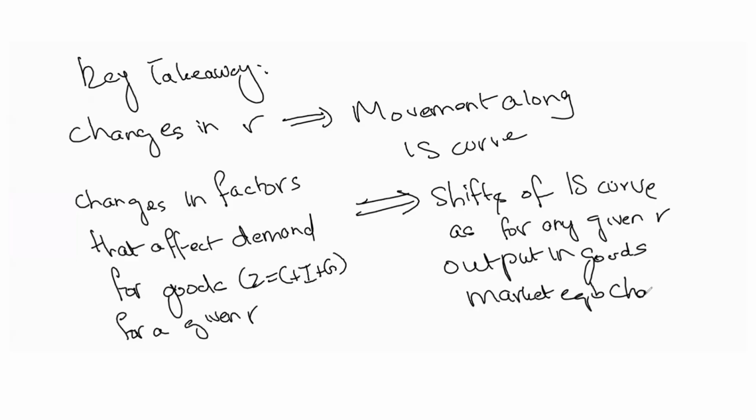So if interest rate changes, it's just a movement. If demand changes for any reason other than interest rate, like investment has changed because of, say, changes in business confidence, that's going to cause shifts in the IS curve. But if investment had changed because of a change in interest rate, that will just be movement.